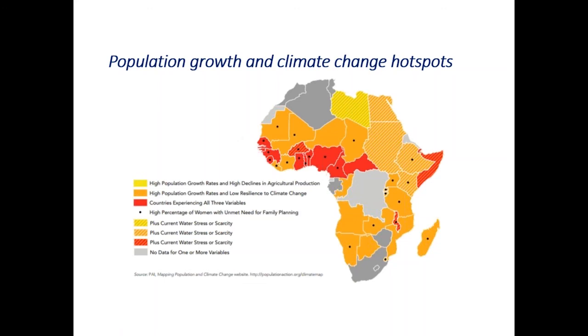So for countries that have a TFR of 5 and can foresee a swift decline in fertility over the next decade or two, the time to invest is now.